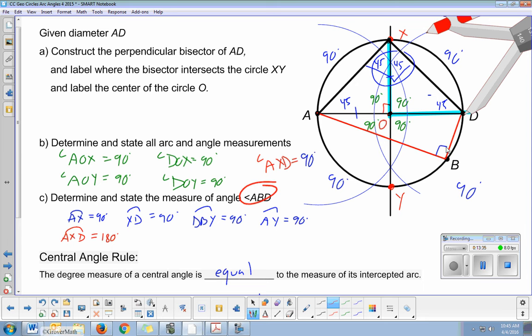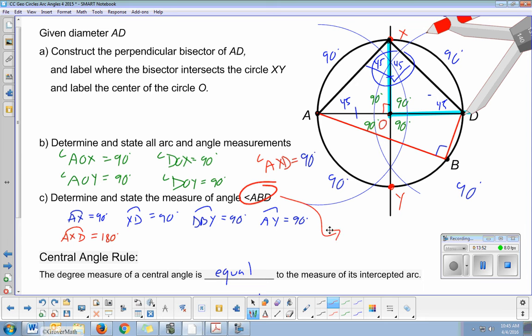Now, this is not called a central angle because it's not at the center. It's what we call an inscribed angle. We're going to learn more about that another day. And basically, it's half the amount of arc it intercepts, as opposed to equal like a central angle. The answer here is 90 degrees. And that kind of looks like 190.